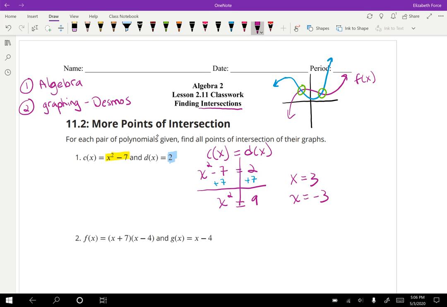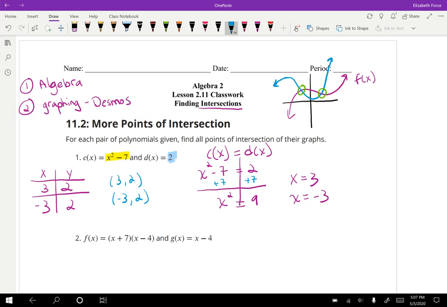So my point of intersection actually happens twice. So one of my intersecting points occurs at 3, and then the other one occurs at negative 3. So to find my y value, plug it back into the function. 3 squared is 9. 9 minus 7 is 2. Plug negative 3 in. Negative 3 squared is positive 9. 9 minus 7 is 2. So these two functions are crossing at (3, 2), and they're crossing at (negative 3, 2).